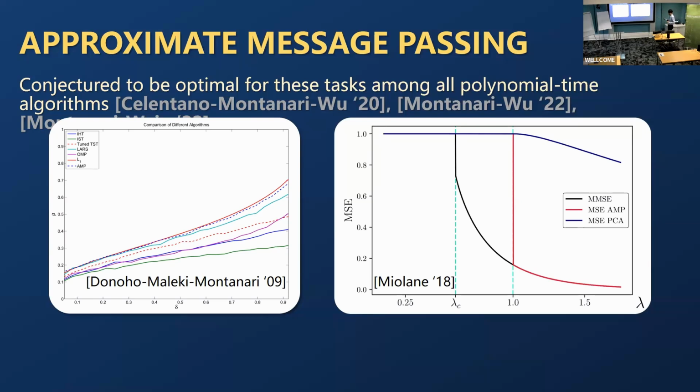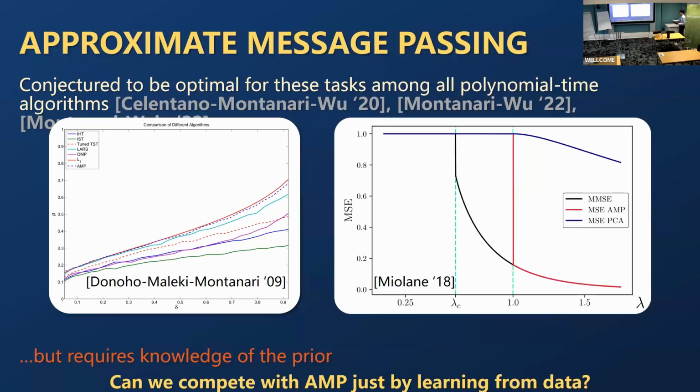So there's the strong belief that this algorithm is optimal. But the main shortcoming of this algorithm is that you really need access to the prior in order to run this. And we'll cut off. The guiding question was, can you compete with this algorithm just by learning from data?